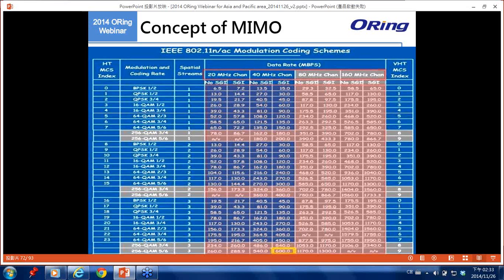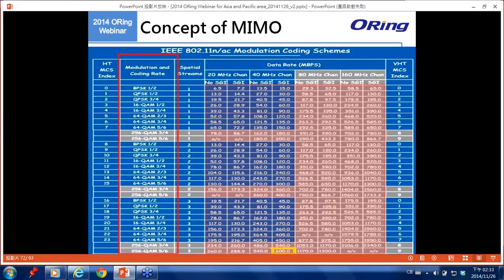First is the bandwidth. Of course, the data rate will be higher with more available bandwidth. The options are 20, 40, 80, and 160 megahertz. The second parameter is the SGI, which stands for short guard interval. We've introduced OFDM with a guard interval to protect against the multipath effect. Normal guard interval is 800 nanoseconds. Short guard interval is 400 nanoseconds. If short guard interval is enabled, the data rate can be increased by about 11%.